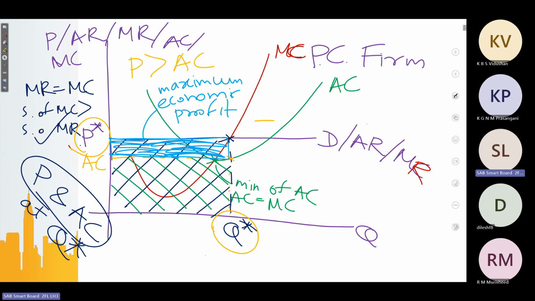The maximum economic profit. At any other output level, profit will be less than this. So this output level will report the maximum profit, and the size of the maximum profit is this much. That is the difference between total revenue and total cost.